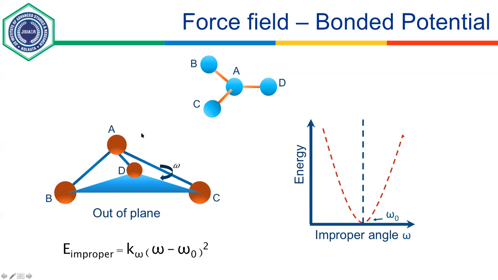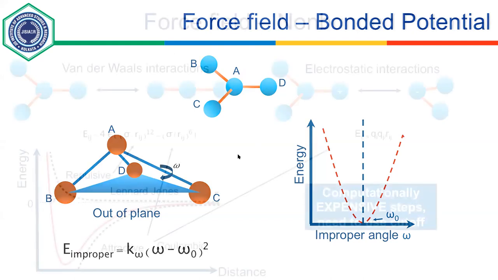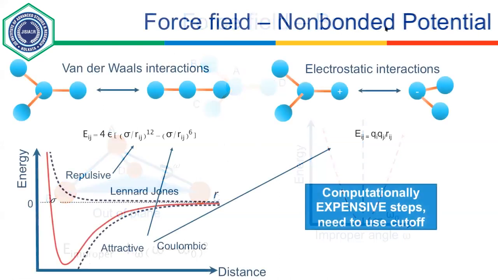So all the energy terms, that means for bond, for angle, for dihedral angle, for improper angles, are calculated together and summed up, and these are together called the bonded potential. This is the bonded potential contribution of the force field. Okay. The remaining contribution of the force field is the non-bonded potential. The interaction of non-bonded atoms can be divided into two categories. One is called the van der Waals interaction, another is the electrostatic interaction.